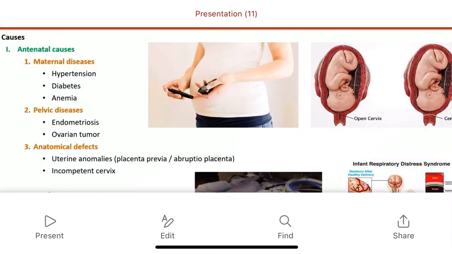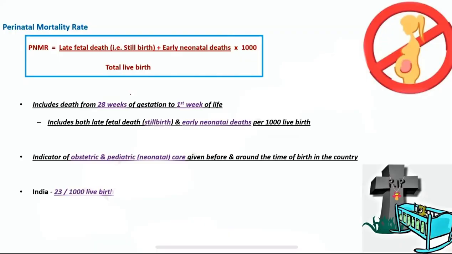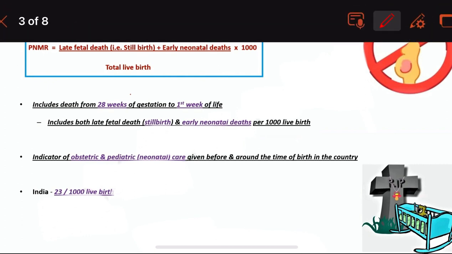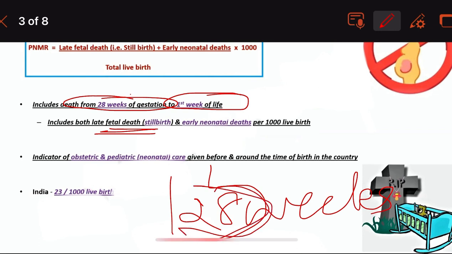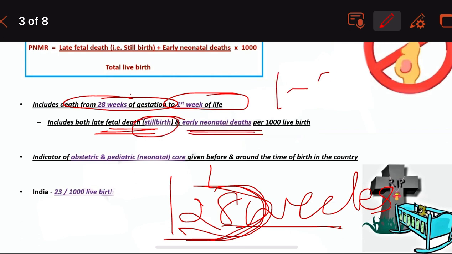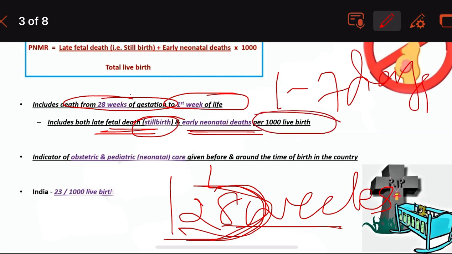Next MCQ which we saw was the definition of the perinatal mortality rate, that is the death from 28 weeks of gestation to 1 week of life. It includes the late fetal death, after 28 weeks, so obviously it is late fetal death, and the stillbirth, and early neonatal death, that is 1 to 7 days, per 1000 live birth.